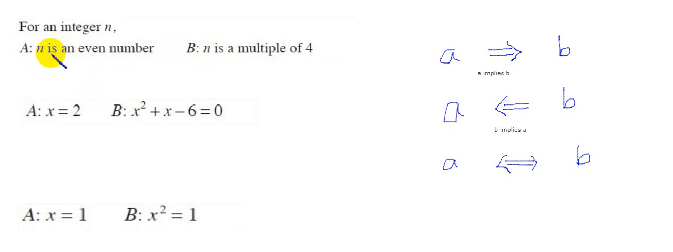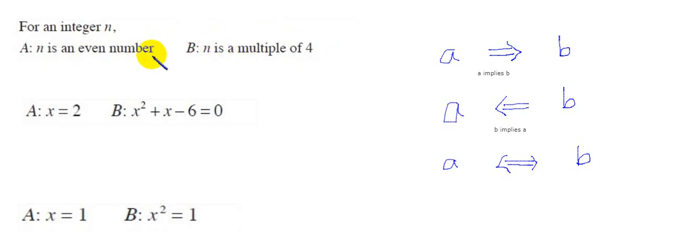Now let's think of some even numbers. Let's say 2, 4, 6, 8. Are 2, 4, 6, 8 all multiples of 4? No, not all even numbers are multiples of 4. 2 is not a multiple of 4. 6 is not a multiple of 4. So A doesn't imply B. This is obvious. We have cleared that.